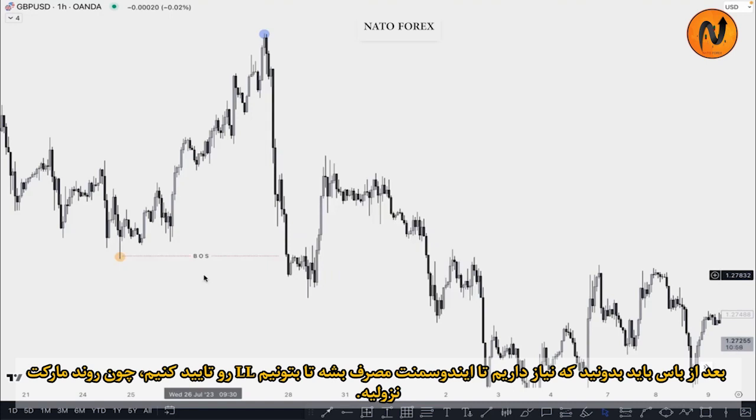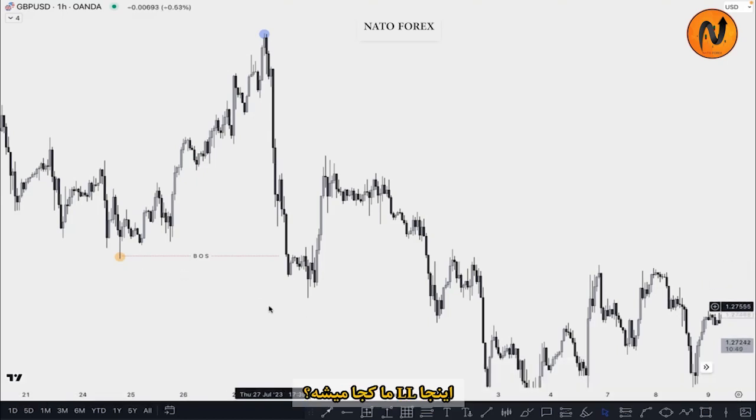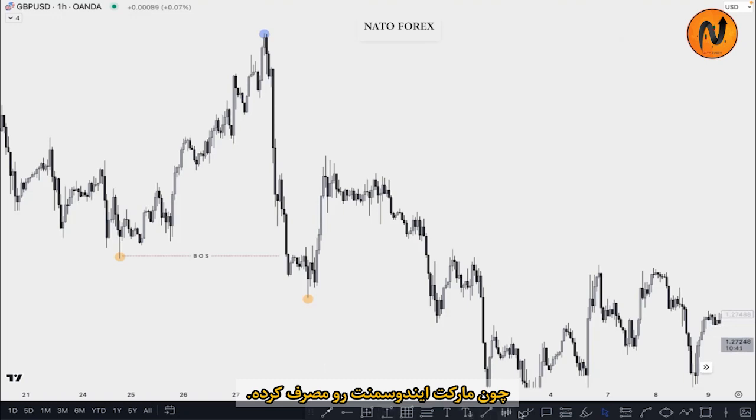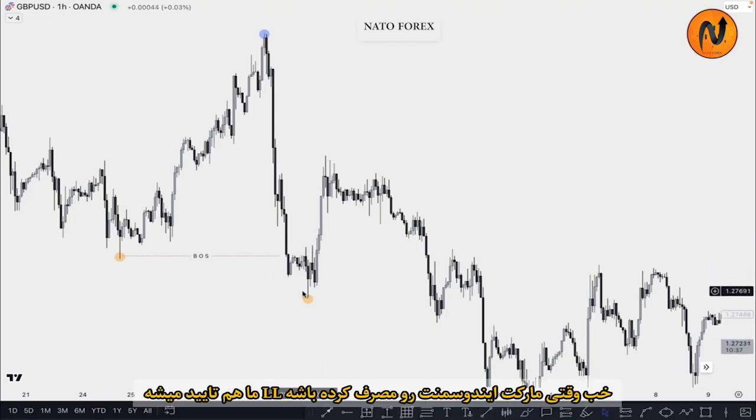After this break of structure, what you need to understand here is that you need to wait for the inducement to be taken out to confirm any lower low, because market momentum is bearish. So where is our lower low in this case? Look at this one. This is our lower low. Why? Because the market took out the inducement. So where is the inducement? Here, right? So when the market takes out the inducement, our lower low is confirmed here.